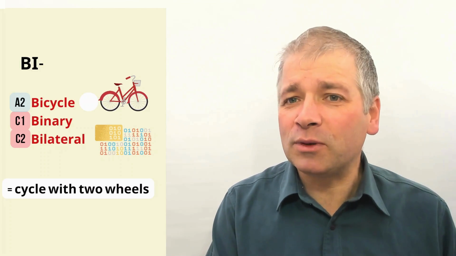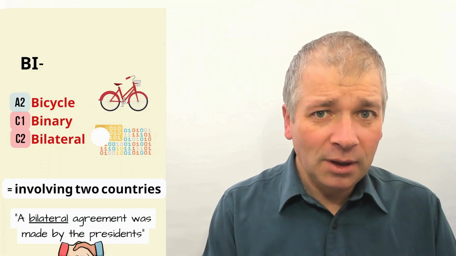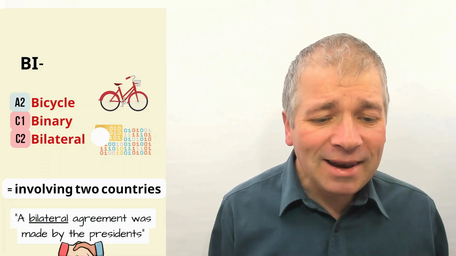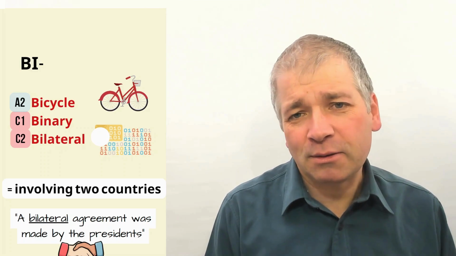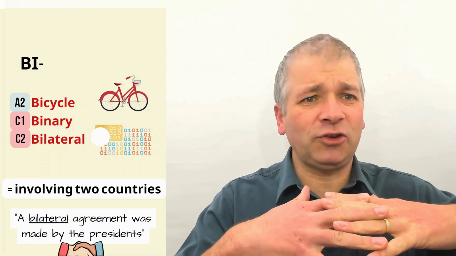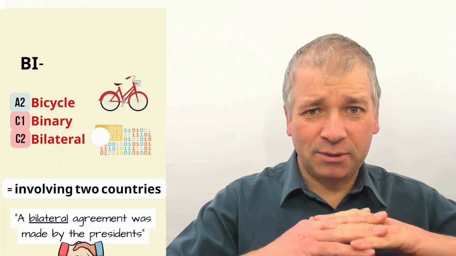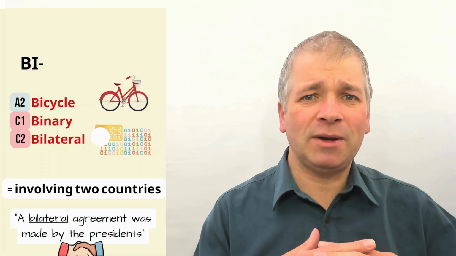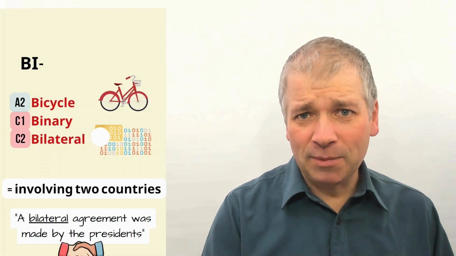So bicycle was cycle with 2 wheels. Binary either 0 or 1. But bilateral means involving 2 countries. So a bilateral agreement was made by the presidents. So say you've got 2 presidents of 2 countries. Maybe they're trying to make an agreement to, let's say, reduce the amount of greenhouse gases they use, the amount of petrol, oil or gas they use, and they make an agreement, and it's between 2 countries. We call this a bilateral agreement.